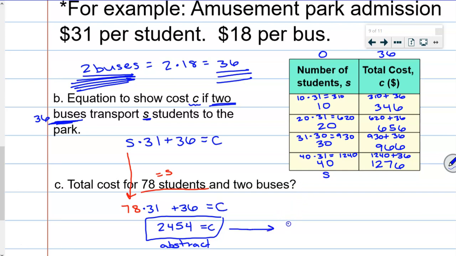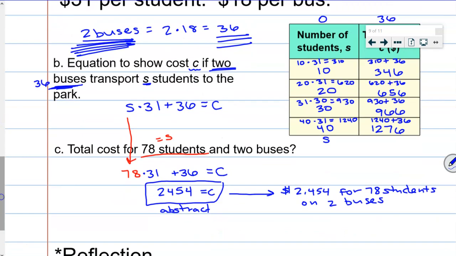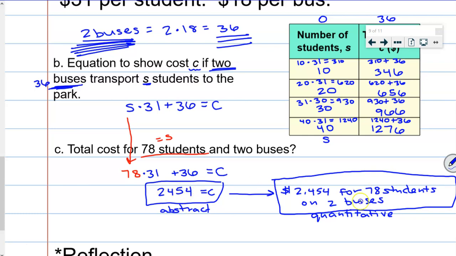So I would change that to be $2,454 for 78 students on 2 buses. That is taking the abstract and making it quantitative. We solved the problem, yes, but now we want to make it make sense in the real world. This is our quantitative answer. Do they mean the same thing? Yes. One of them makes sense in a math world. One of them makes sense in our real world, the real life situation.